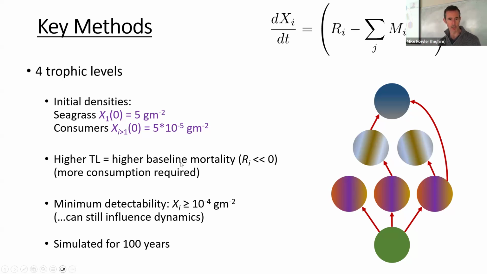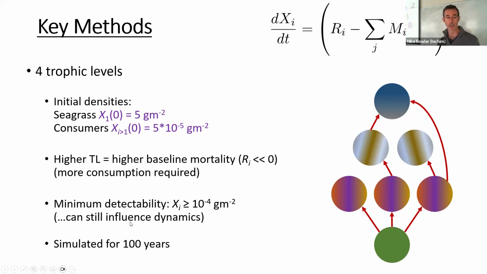What else do I want to say? I think I mentioned the baseline mortality levels. We used a minimum detectability in our model, again thinking about what people might actually be able to see if they're out diving at a site. If the local abundance of something is really small, then we're assuming that they won't see it. But if it goes above some threshold, then we will start to count that it's there.